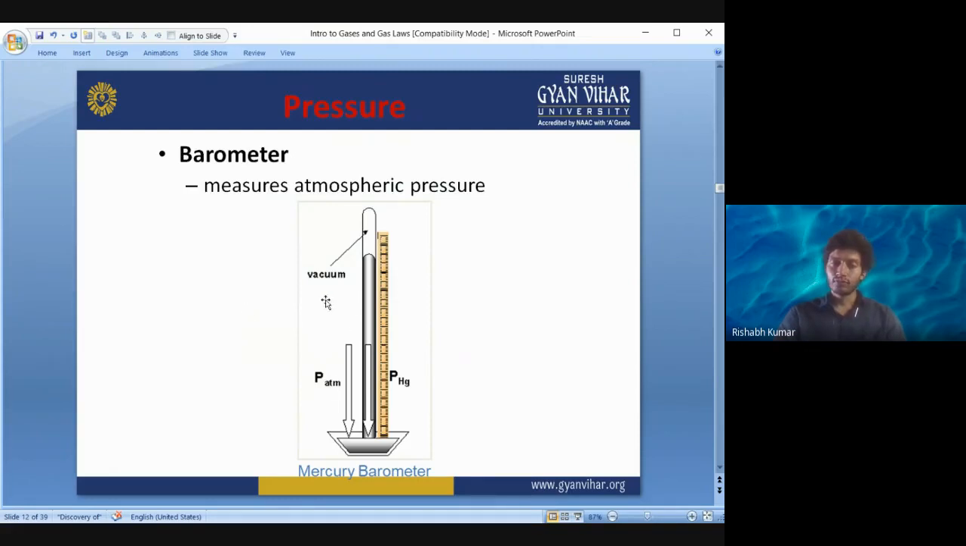So if more atmospheric pressure is there, what will happen? That atmospheric pressure, that gas, will push this mercury, and the rise of the mercury in this tube will be more, it will have more reading, right? And if we move to regions where atmospheric pressure is less, the height of the mercury will drop inside this tube. Okay, so this barometer is used to measure the atmospheric pressure.